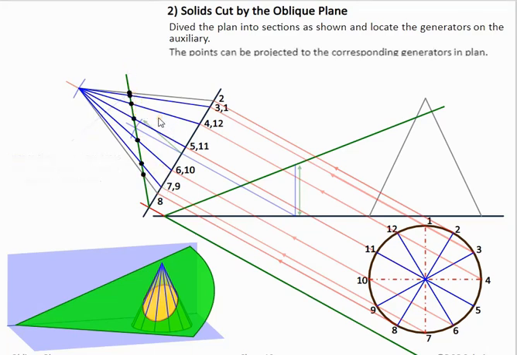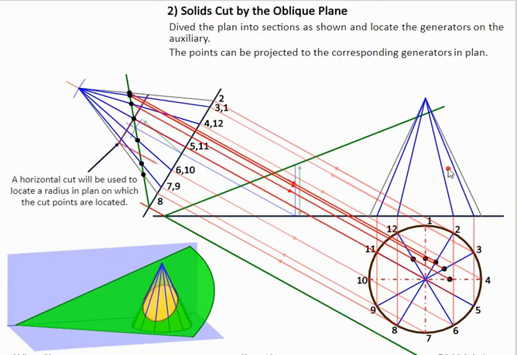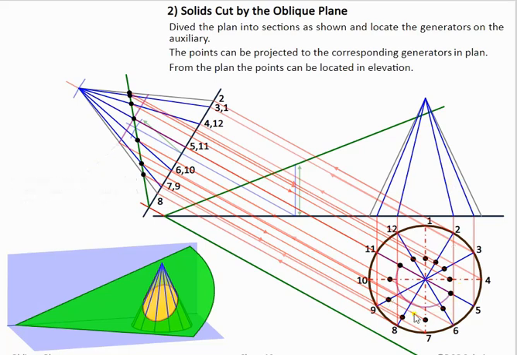What this allows us to do now is bring all these points down to plan. We've also got generators constructed in elevation, so all these points can be brought down to plan, and we can establish our cut using all these points here. So these are all our points constructed here. Now it's a matter of just bringing them up. So we've brought all these points up.